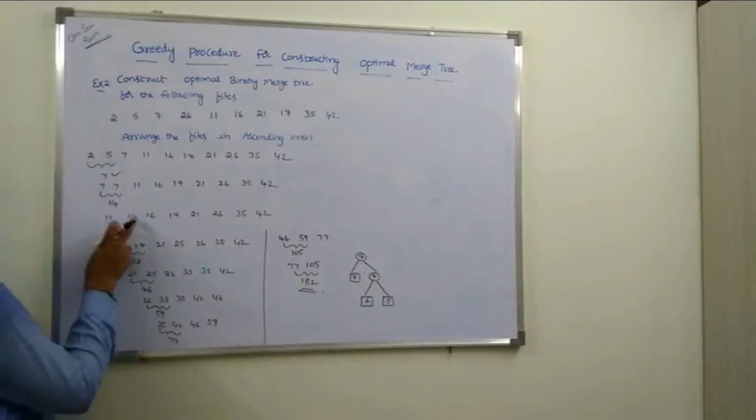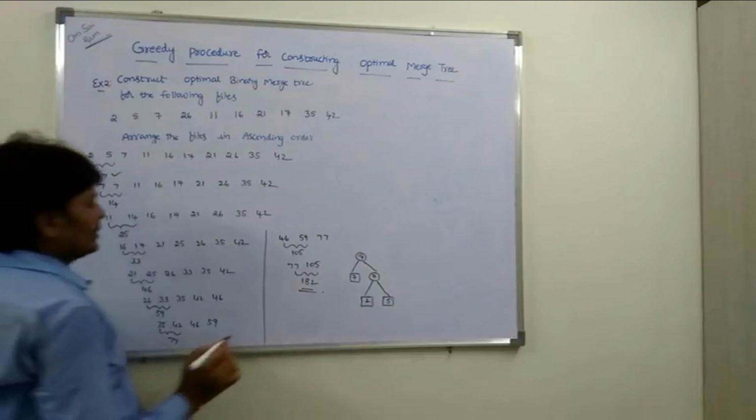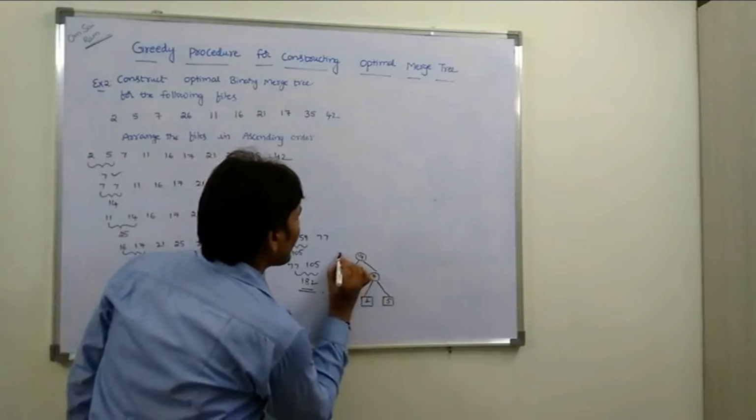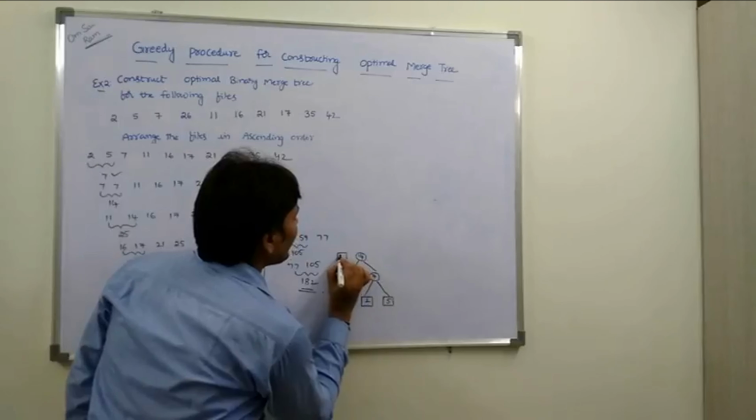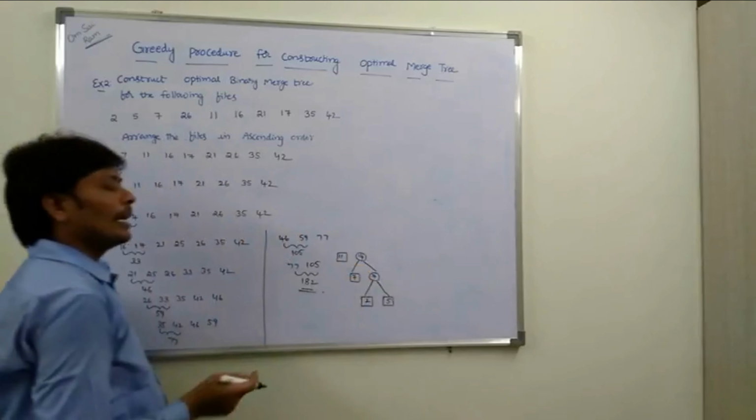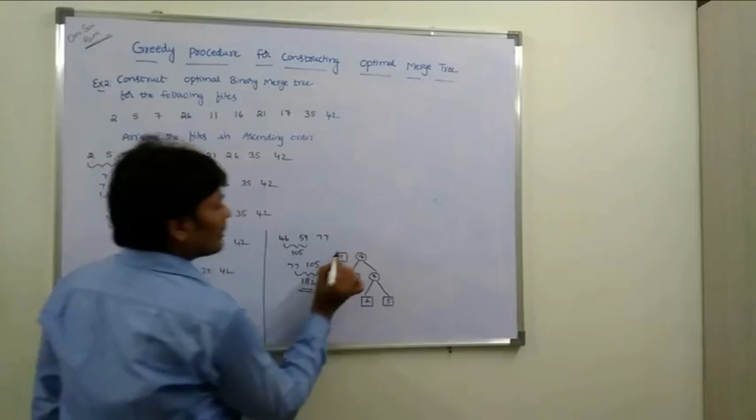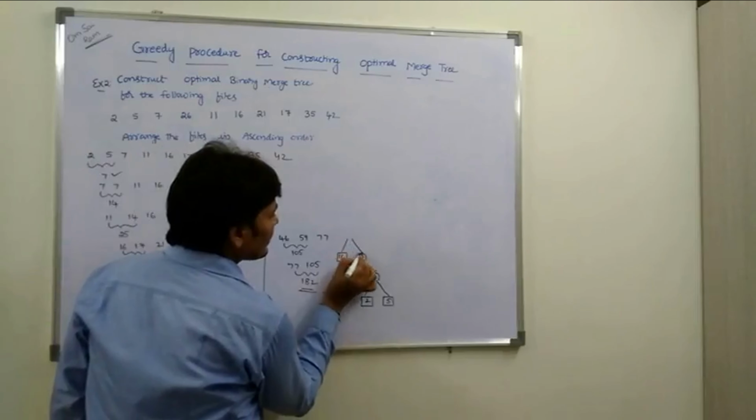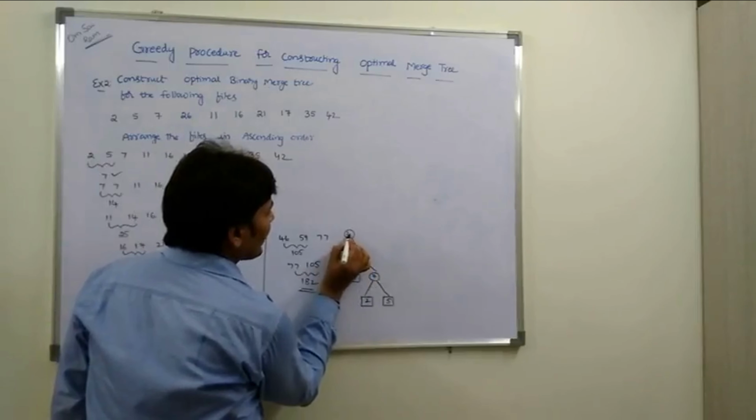Next 11 and 14 are merged. 11 is less than 14, so 11 is placed on the left hand side of 14. Then we get the result, that is 25.